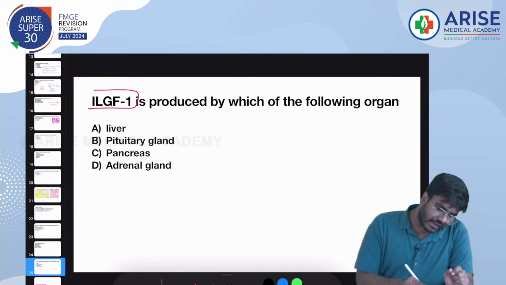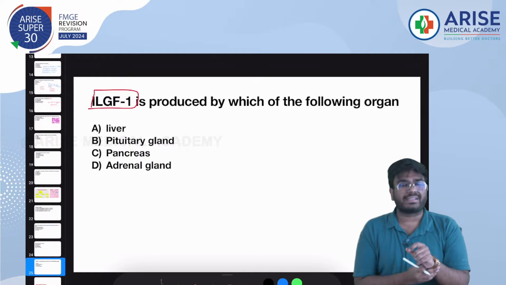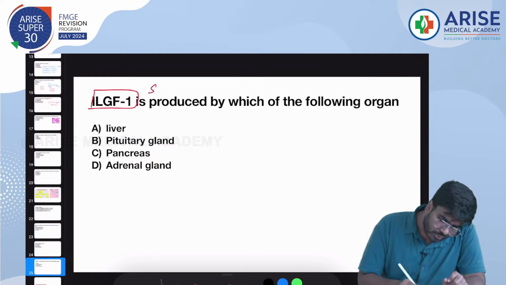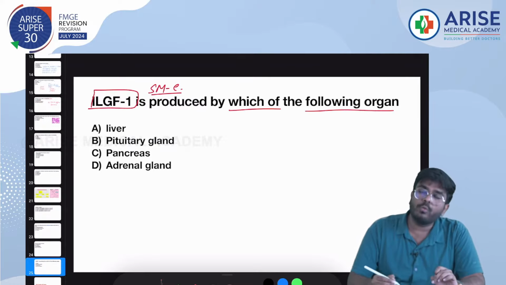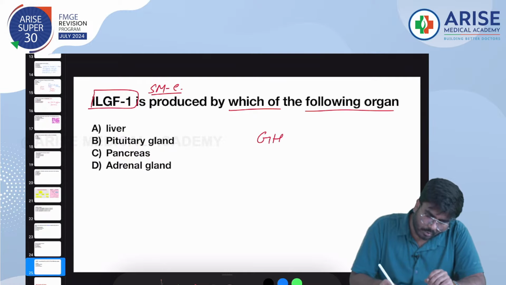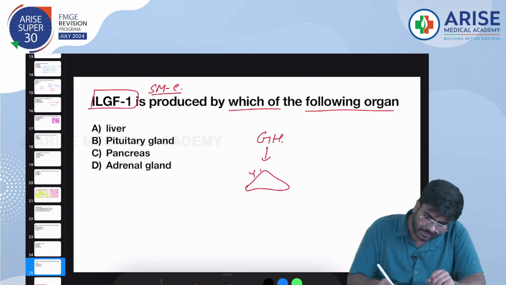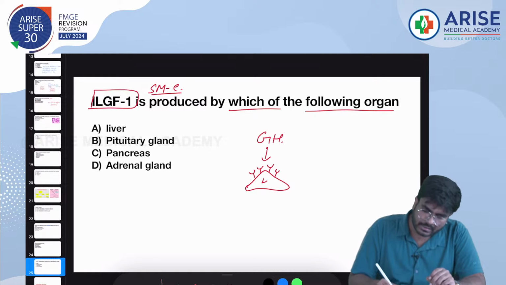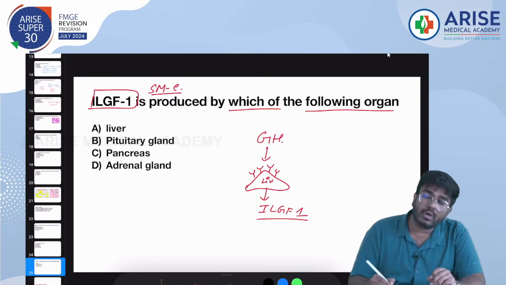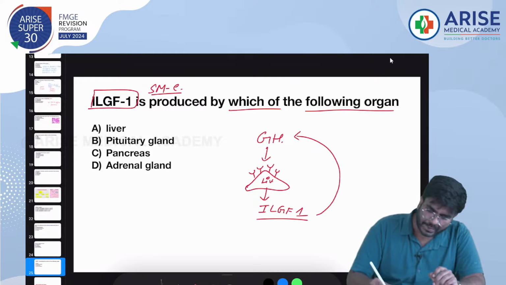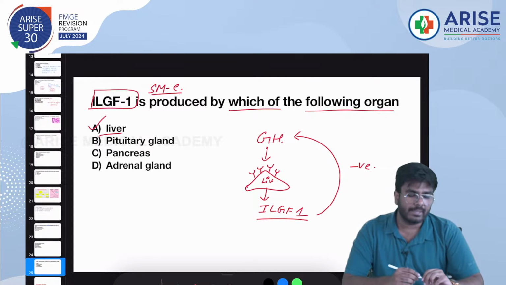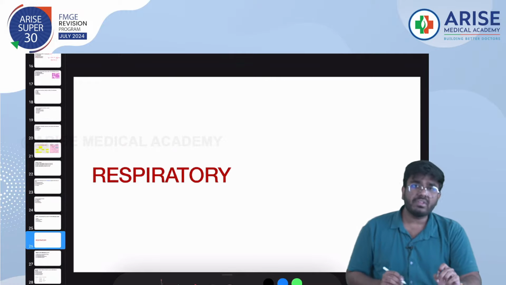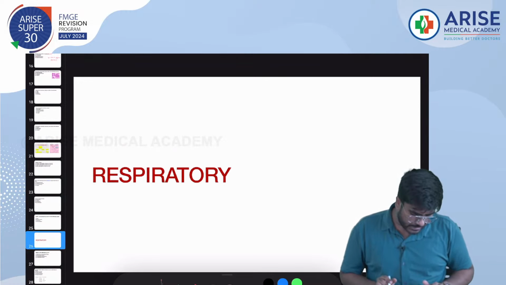Next, IGF-1. IGF-1 means insulin-like growth factor 1, which is also called somatomedin C. Which of the following organs produces it? See, growth hormone receptors are present on the liver. When growth hormone acts on the liver, the liver is going to release insulin-like growth factor 1, also called somatomedin C. It gives the negative feedback to the growth hormone. Okay, IGF-1, insulin-like growth factor 1, gives the negative feedback to the growth hormone. With that, important topics in the endocrine physiology are completed.